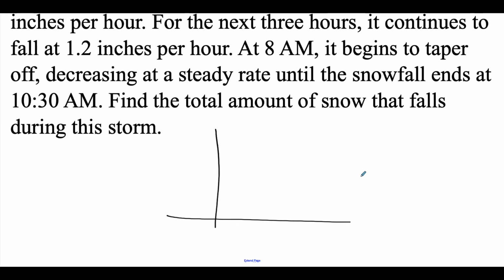So we've got a snowstorm starting at 3 a.m. So across my horizontal axis, I'm going to say that this line right here represents 3 a.m. And we said for 2 hours, the rate of snowfall increases from this rate of 0 up to a rate of 1.2. So this vertical axis is going to represent the rate of our snowfall. So we're going to start at 0 and we're going to go up for 2 hours until we hit a rate of 1.2. We'll say that's happening right here. So that happened for 2 hours.